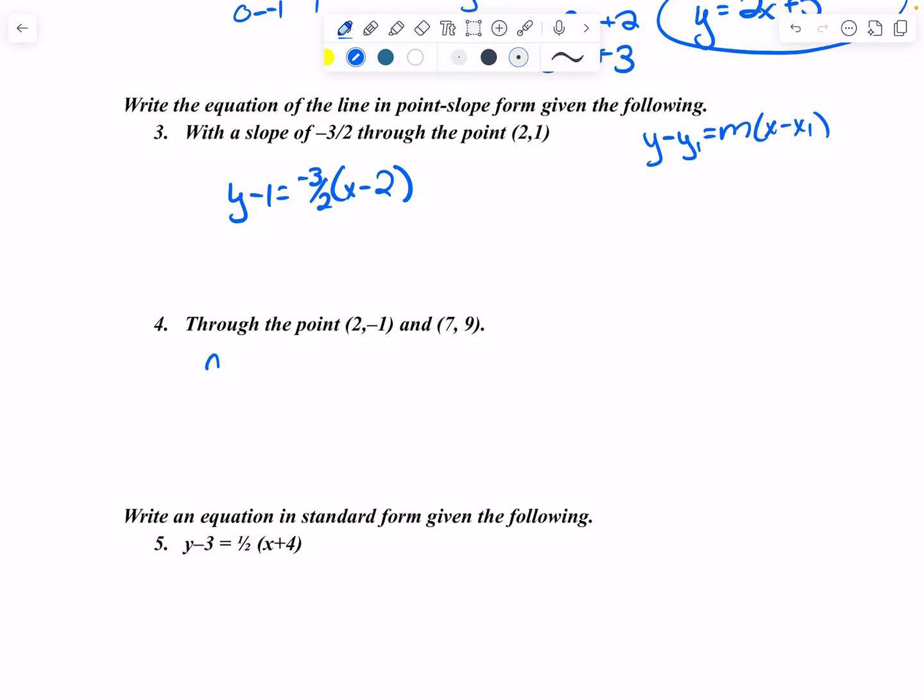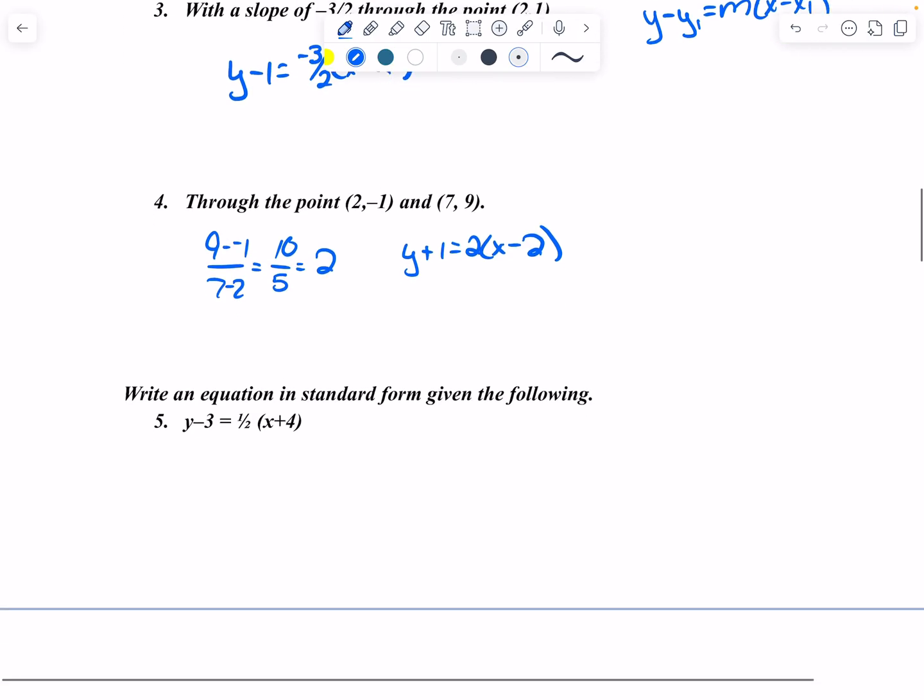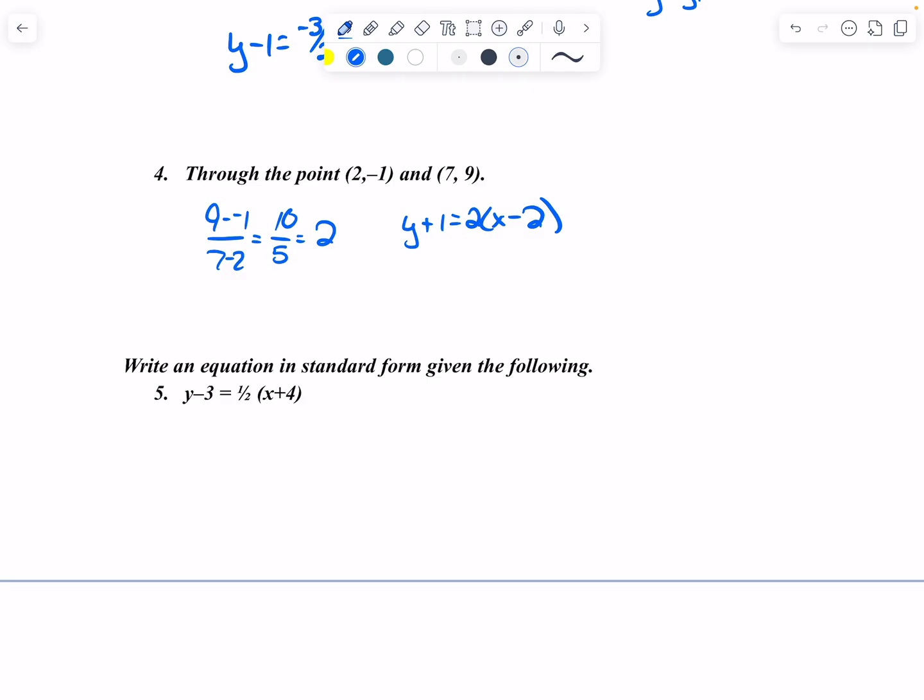Next one, same thing. We need to find a slope. So we have 9 minus -1 over 7 minus 2, which is 10 over 5, which is a slope of 2. So we can pick either point. We can put y plus 1 is equal to 2 times the quantity x minus 2. We could have just as easily done y minus 9 equals 2 times the quantity x minus 7. We stop there. That's the answer. We're done.